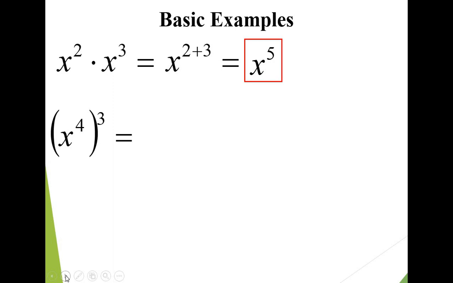Now we have x to the fourth power raised to the third power. Now the law of indices states that we should multiply the powers.